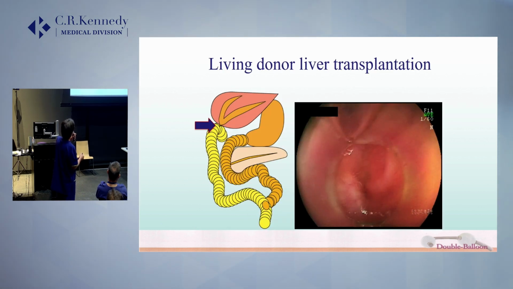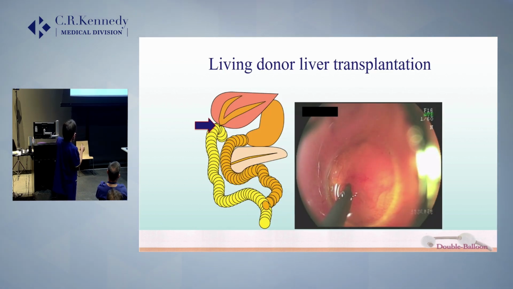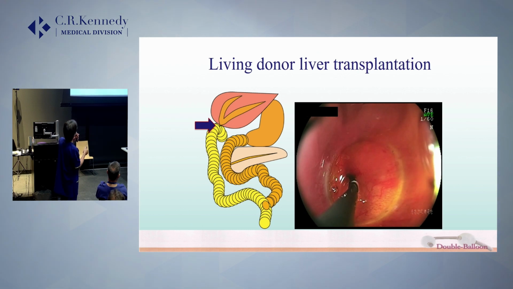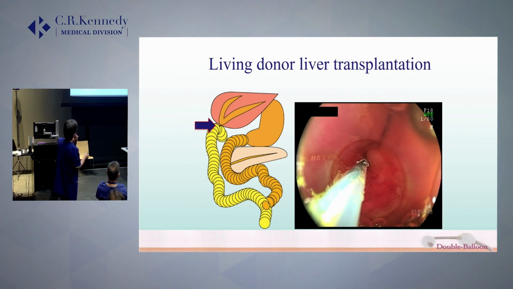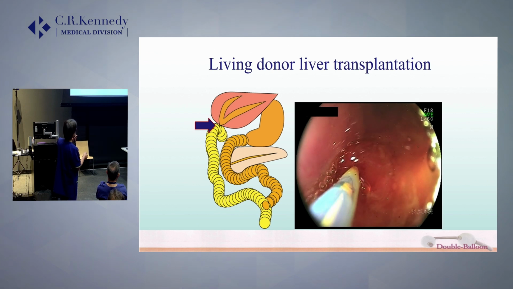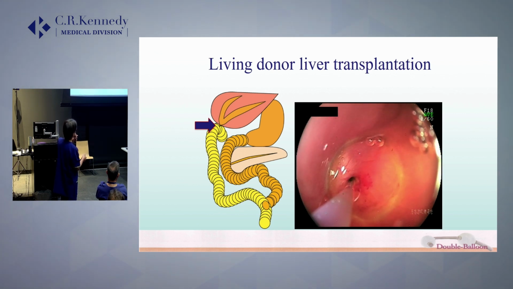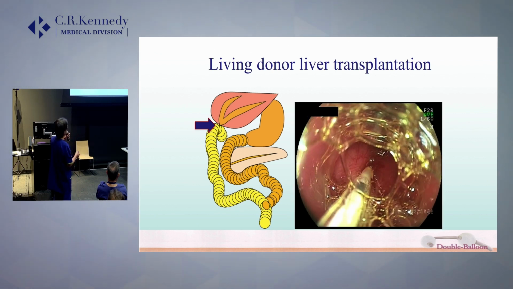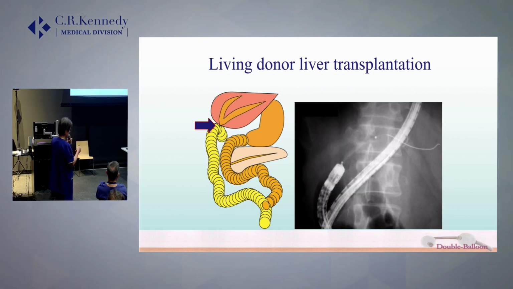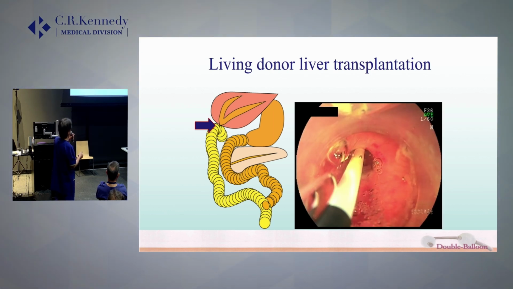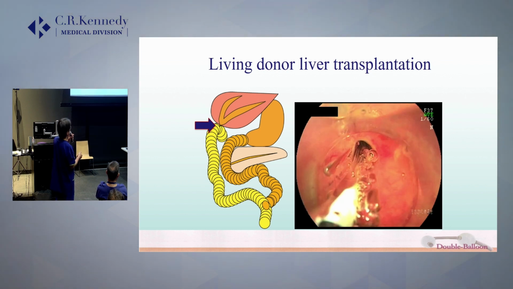examination. This is an example of living donor liver transplantation. So I did balloon dilation for the anastomotic stricture. So the short double balloon endoscope is very good for the ERCP in patients with altered anatomy.